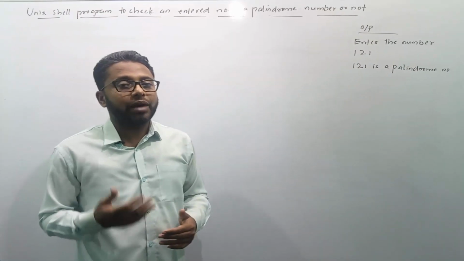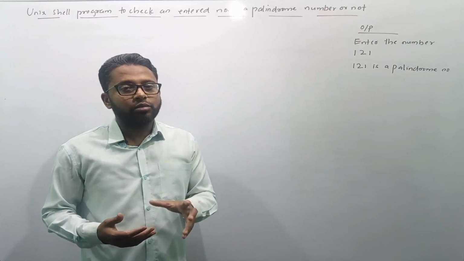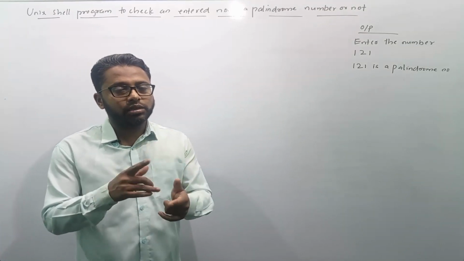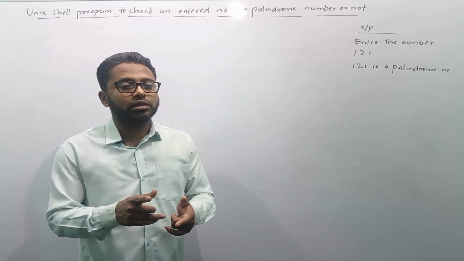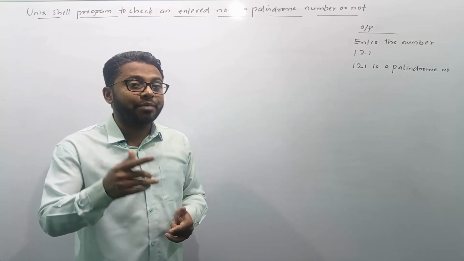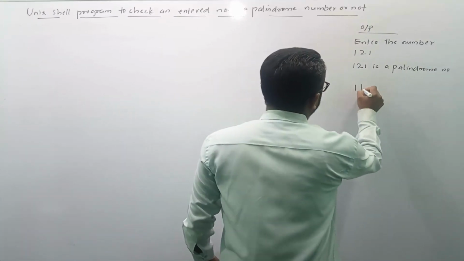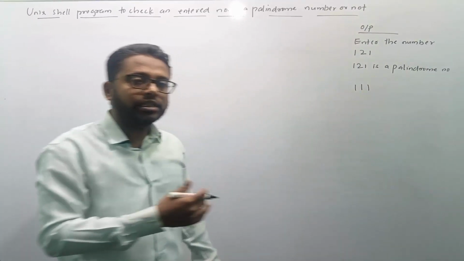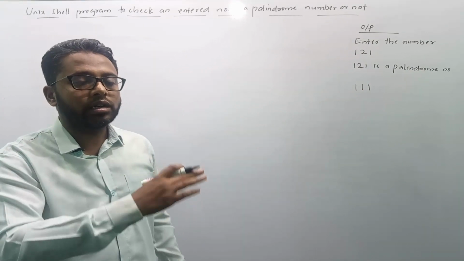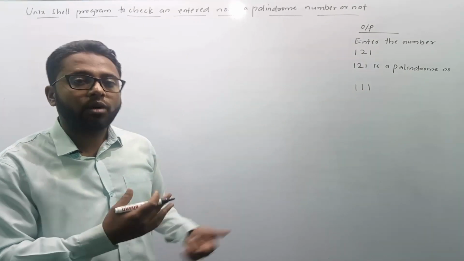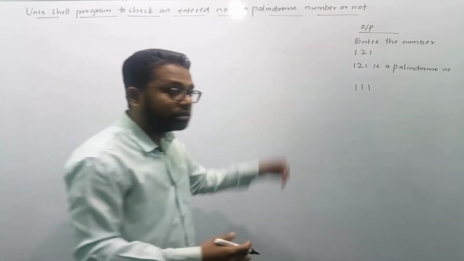So what is a palindrome number? A palindrome number is a number where, when you reverse each and every digit of that number, you must get the same number. Let us say 111. If I write each and every digit of this number in reverse order, I will get the same number. So we can call this number a palindrome number.